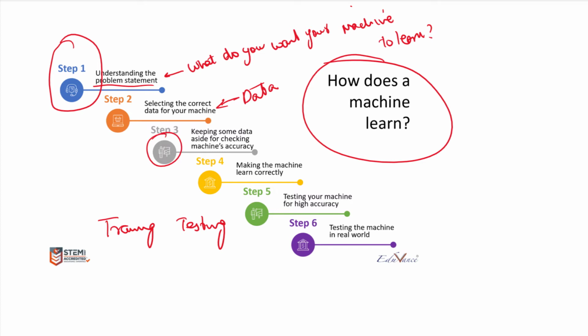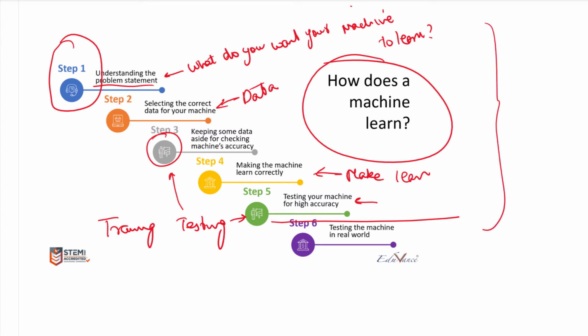In step number 3, you will be keeping aside this testing data. In step number 4, you will make the machine learn. In step number 5, you will be testing the machine's accuracy using the data that you had kept aside in step number 3. And only if you are happy with all these 5 steps, then you can decide my machine is ready to go into the real world.